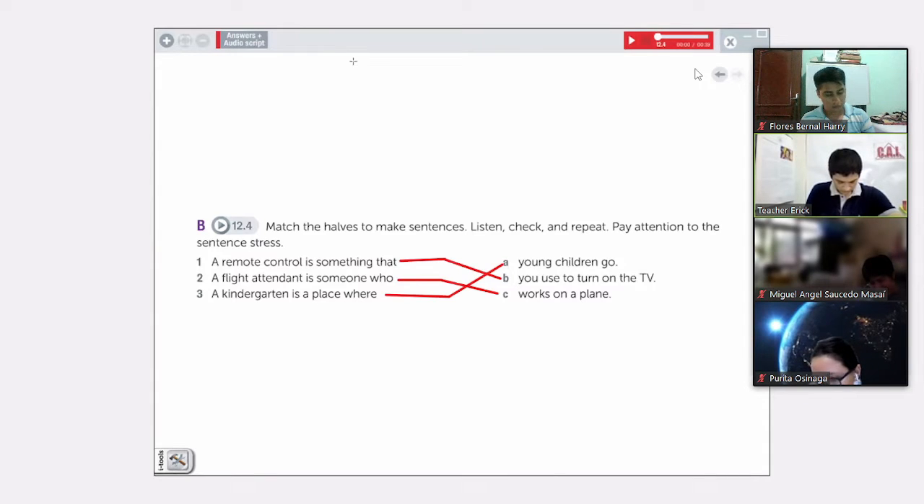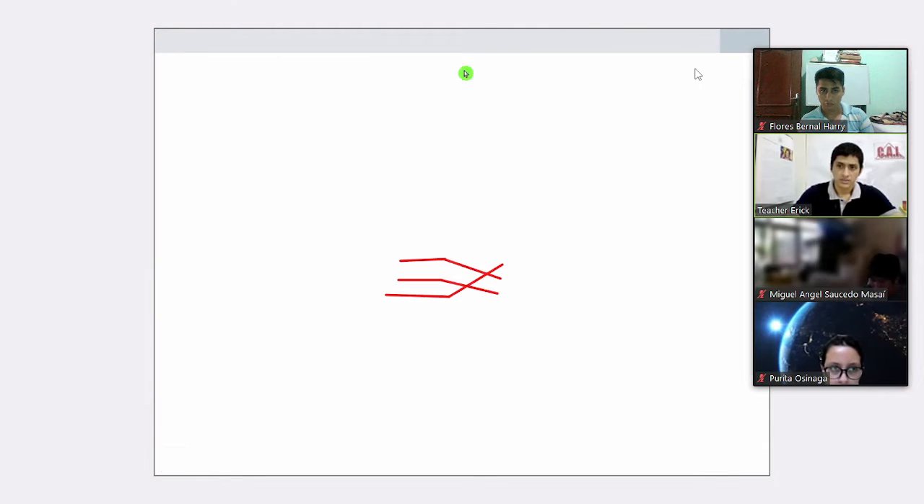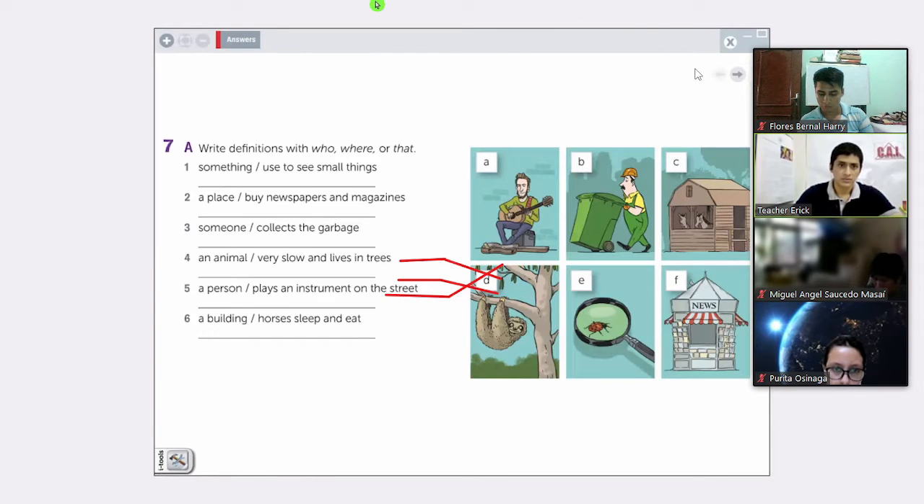So let's move on to exercise 7A. This one you're going to work with your classmates. I'm going to send you to work in pairs, okay? So what you have to do is to write definitions. It says, with who or where. Number 1, something used to see small things, it says.